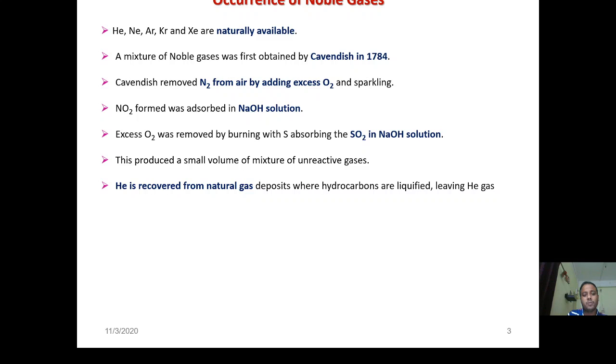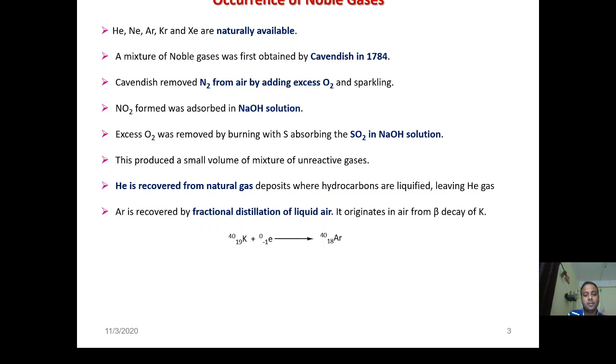Helium is generally recovered from natural gas deposits where hydrocarbons are liquefied, leaving helium gas. Argon is recovered by fractional distillation of liquid air. It originates in air from beta decay of potassium.